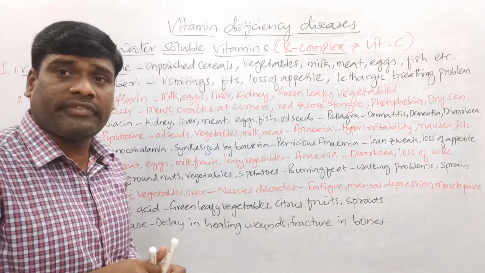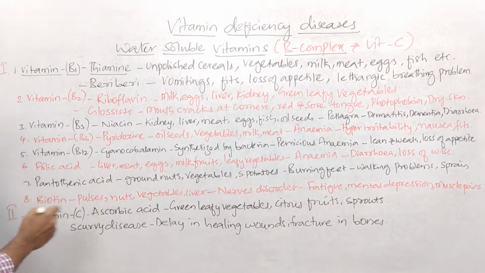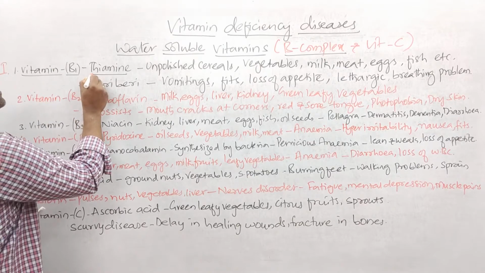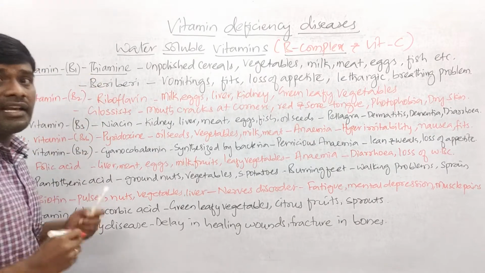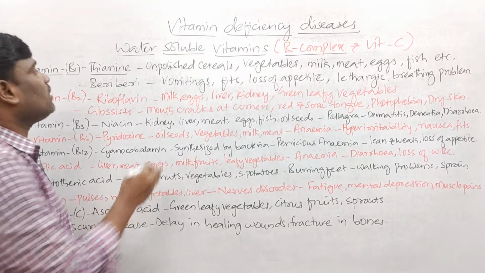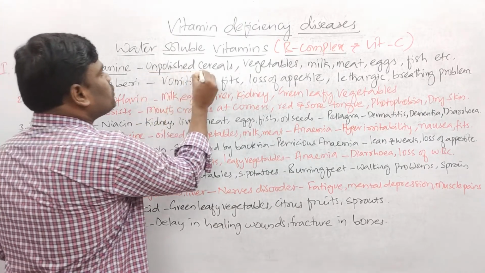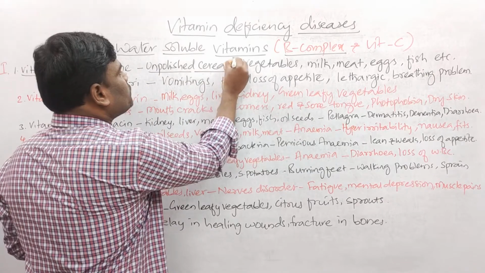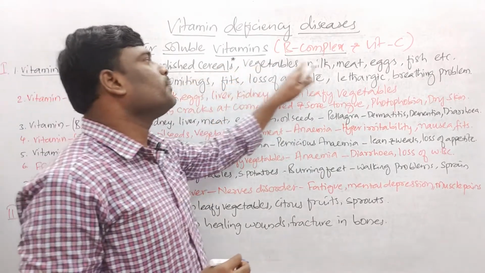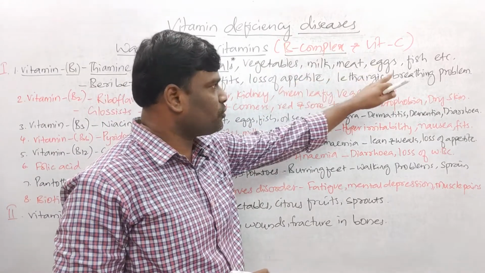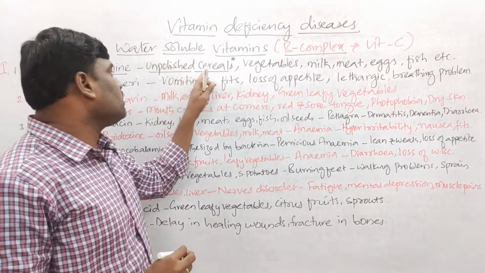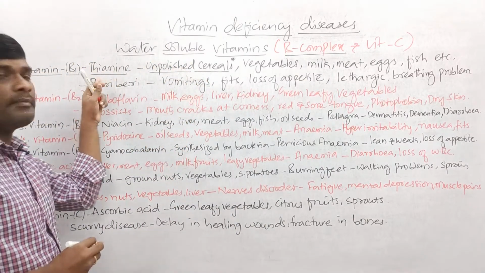Let us look into the first vitamin, that is vitamin B1. Technically we call it thiamine. The sources of thiamine are unpolished cereals. This is very important, children. Unpolished cereals, and vegetables, milk, meat, eggs, fish, etc. So unpolished cereals are good sources of thiamine.